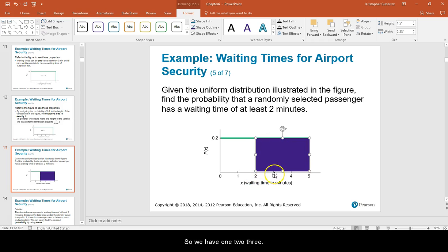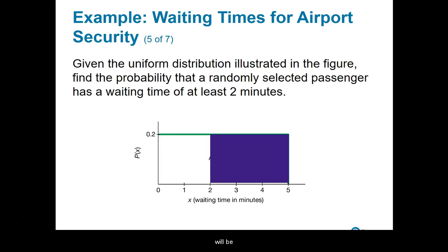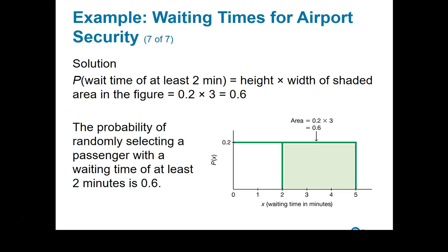So we have 1, 2, 3, and 0.2 here. So our probability should be 3 times 0.2, which is 0.6. So our probability will be 0.6. Area 0.2 times 3. Right there.